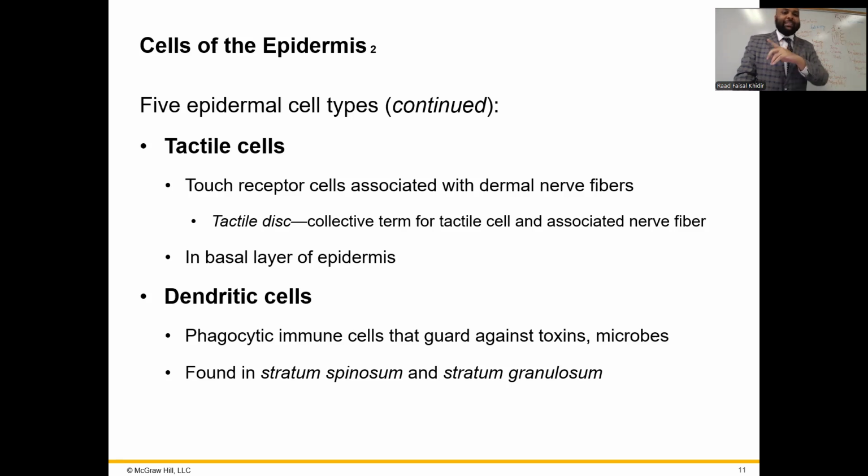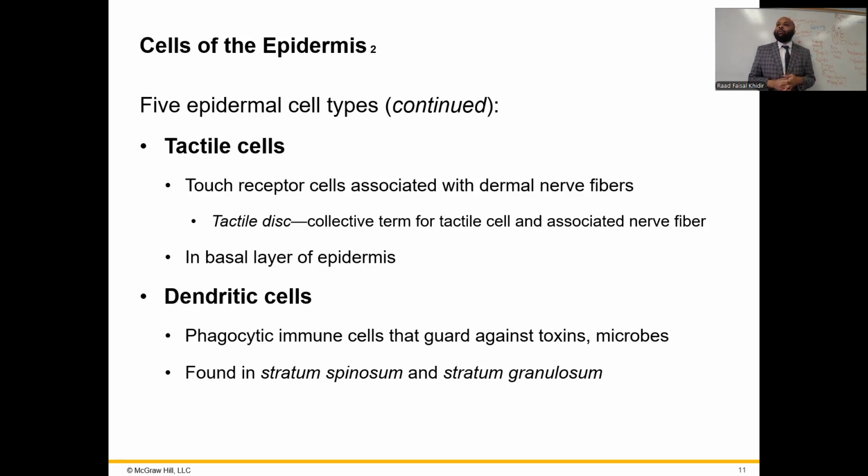Doesn't matter. Okay, tactile. Tactile cells are touch receptor cells that are associated with dermal nerve fibers. These are tactile discs, and the tactile disc is a collective term for a tactile cell associated with a nerve fiber. Tactile meaning touch. It senses, you feel a sensation, and it carries this mechanoreceptor.